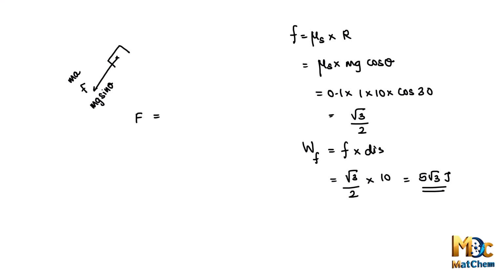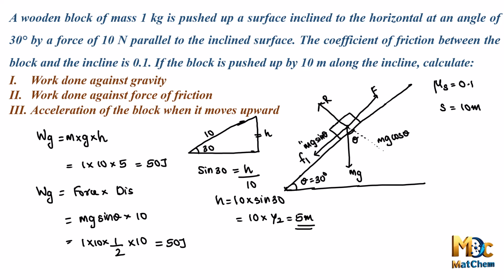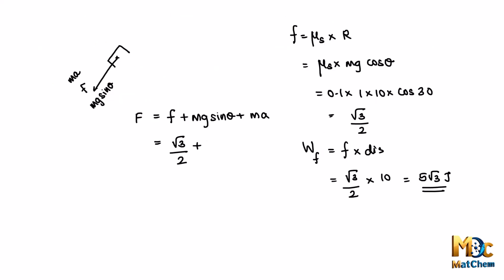Therefore, the applied force F will be equal to force due to friction plus mg sin theta plus the force required to accelerate the object by an acceleration of a. So what is the force due to friction? That is equal to root 3 by 2 plus what is mg sin 30? Mg sin 30 is equal to 1 into 10 into 1 by 2, plus mass into acceleration. This will become 5. So you will be getting 5 plus root 3 by 2 plus ma.